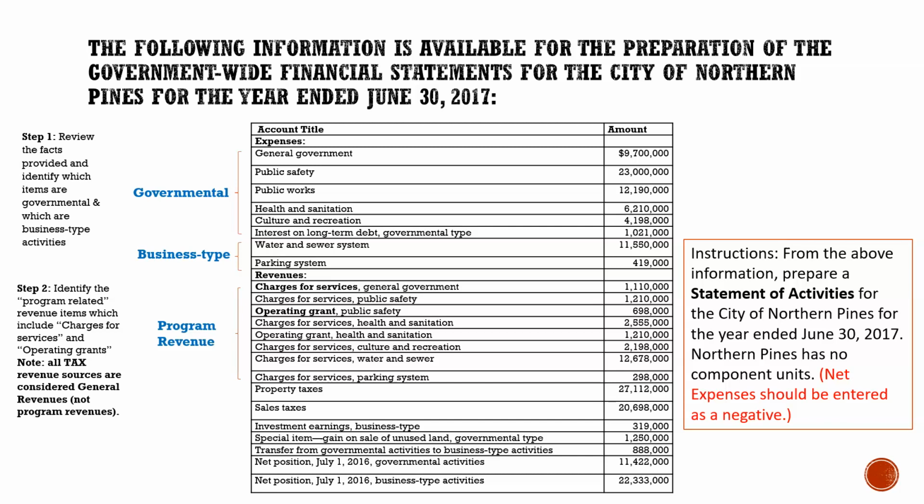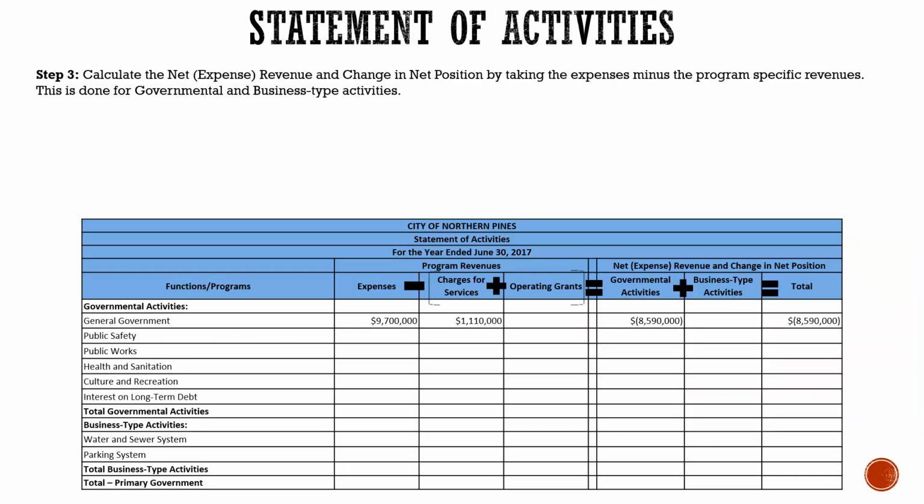We will come back to this in step 4. For right now, we've got all the information we need to get started on the top half of our statement of activities. So this is step 3. We're going to calculate the net expense or revenue and the change in net position. We're going to do that by taking the expenses minus the program-specific revenues.